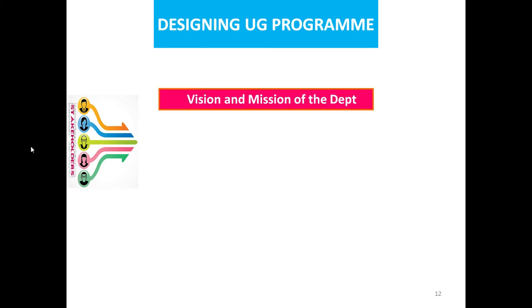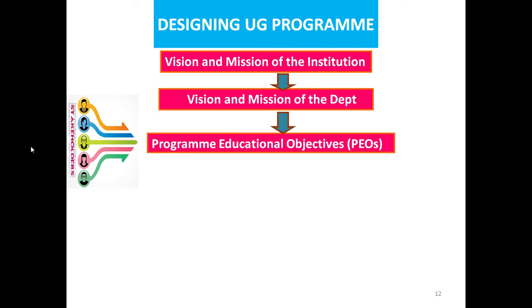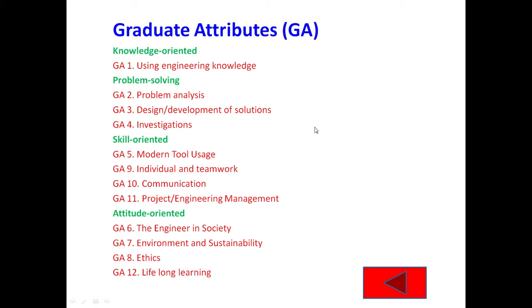Look at this. While designing a program, we take the inputs from the stakeholders, who are parents, students, alumni, employers, academicians, and management. First, clearly define the mission of the department from the institute mission. Then we define the PEOs from the mission of the department, taking into consideration the graduate attributes, the GAs given by NBA. To define the PEOs, we have to take two considerations into account: one is the mission and at the same time the GAs. There are 12 GAs defined by NBA. So our PEOs must satisfy these 12 GAs.